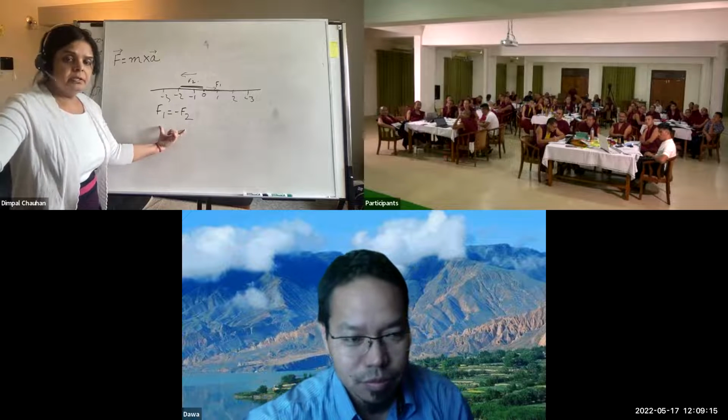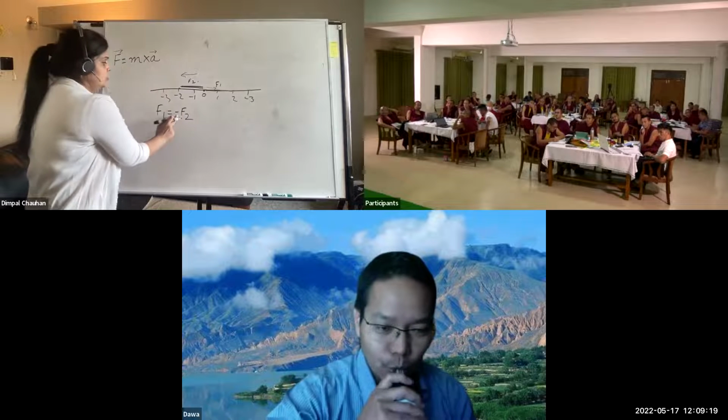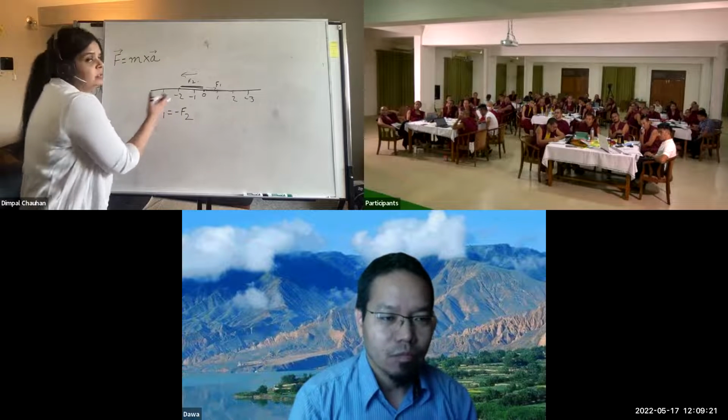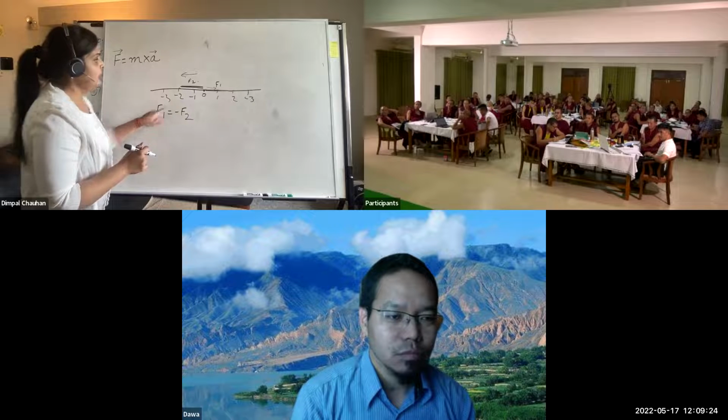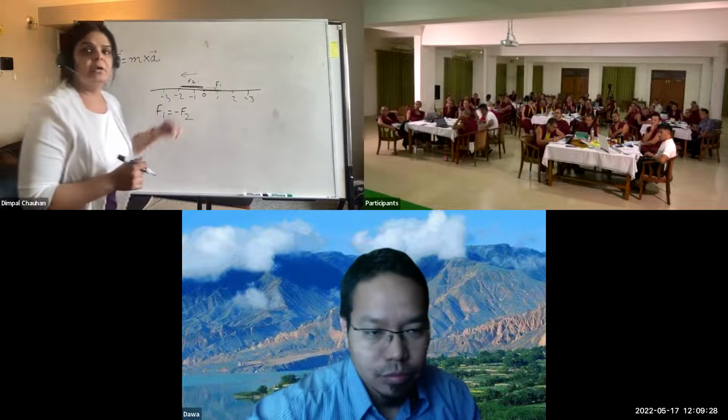I can write it like that. F1 and F2 have the same value, different directions. So one is negative. You can even take this one to be negative. It's up to you. But F1, I have denoted it here. So usually we take this as the positive side on the number line.